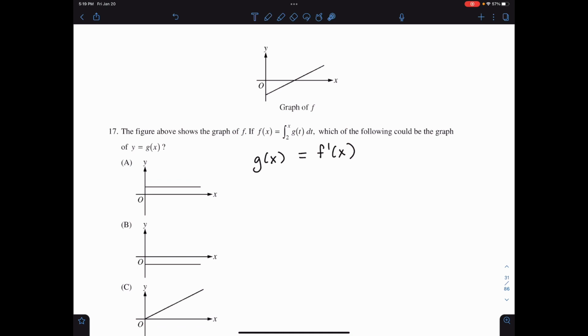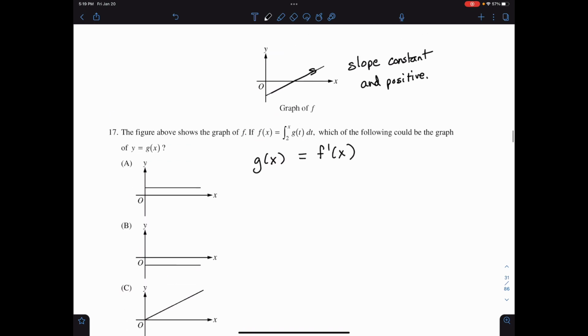So if we look here, the slope of this line is constant, right? So slope is constant. And it's also positive, right? So the slope of this line is positive. So I'm just looking for a graph that has a constant value, right? So the slope at every point is constant and it's positive, which just happens to be A.